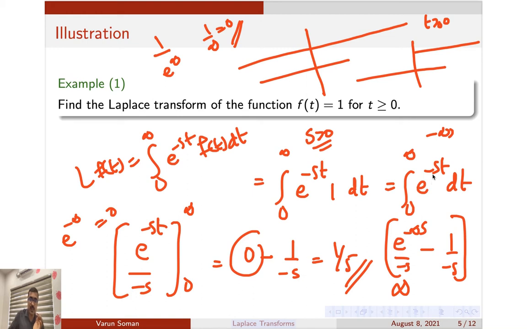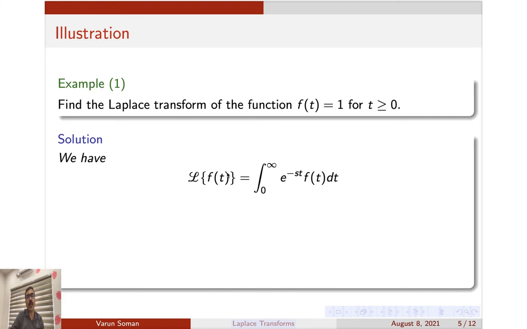Even if s is equal to 0, the function 1 by s is not valid. So you will always take s greater than 0. I hope this is clear. So this is how we are going to do it.